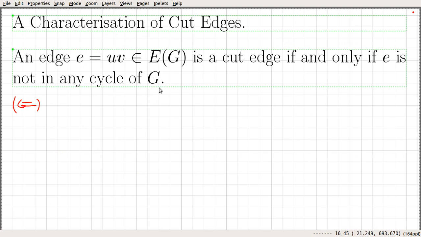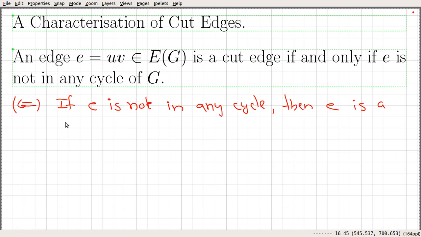So the other direction reads as follows. If E is not in any cycle, then E is a cut edge. So again we are going to use the contrapositive of this statement to prove this one.